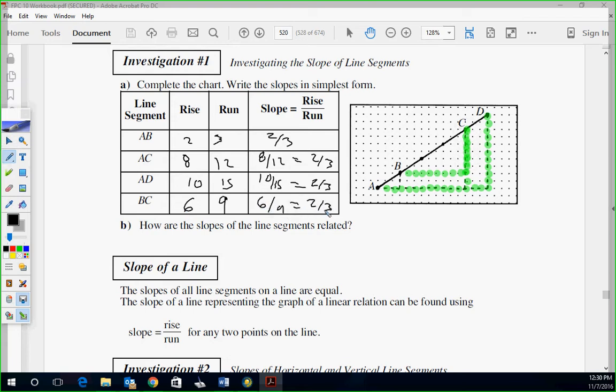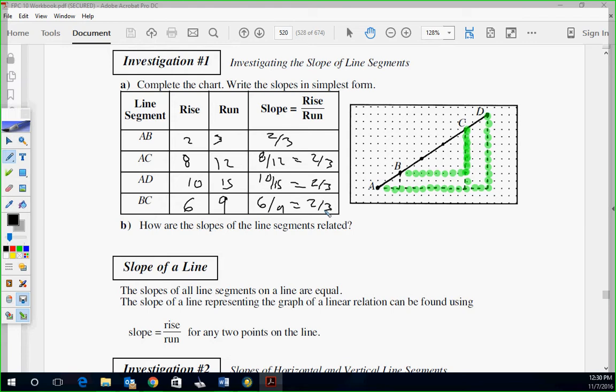Again, 2/3. So also we just proved there, guys, that if you ever get a graph, you can count from anywhere. Wherever you want to count, whatever is easiest for you to see, you can get the slope from there. And it should be consistent throughout the whole line. Okay? Any questions there?